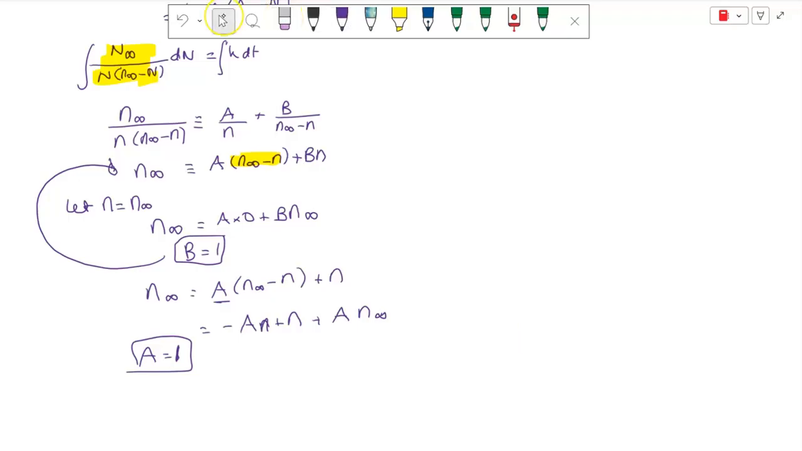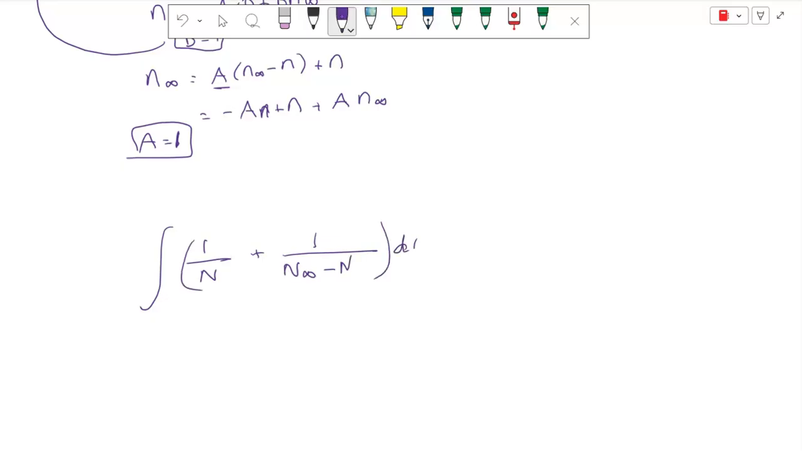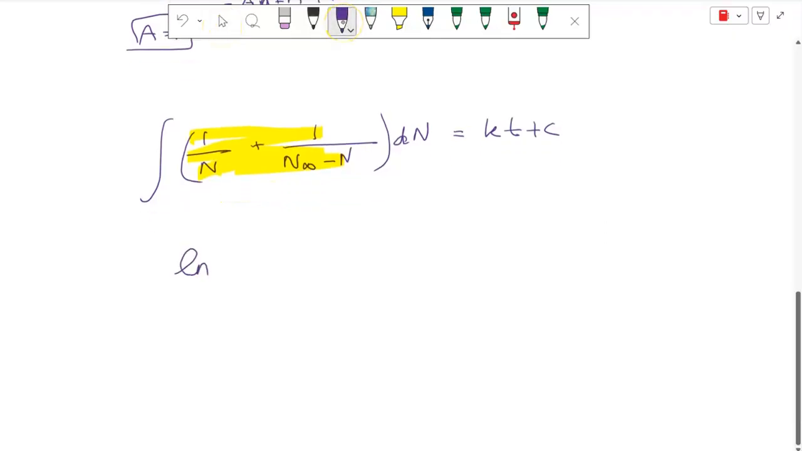Just get rid of this and get some more space. Okay, so my integral is going to be, what's it going to be? 1 over N plus 1 over N infinity minus N dN is equal to KT plus C. If you're feeling nervous about those partial fractions, it's really, really easy to do a quick check that that all works out. So it's probably worth doing if you're concerned that you haven't got it right. Okay, so on the left-hand side, we get the natural log of N minus the natural log of N infinity minus N.